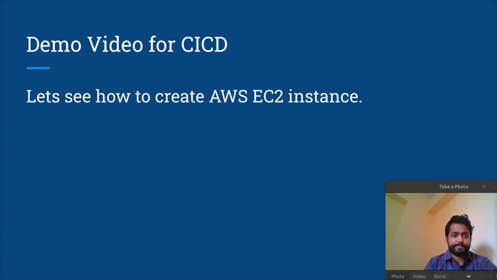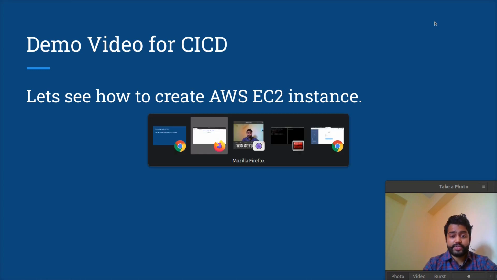So let's see. Yeah, this is the great part. We'll see how to create an AWS EC2 instance. So AWS is a cloud service provided by Amazon, and EC2 is just a service by it. EC2 means Elastic Compute Cloud. So let's see a video of how to create that instance.